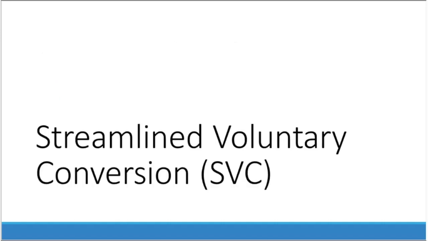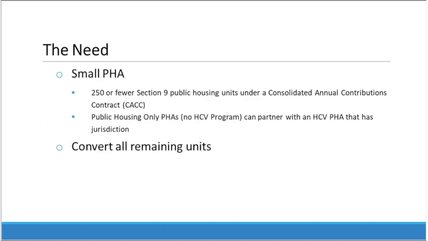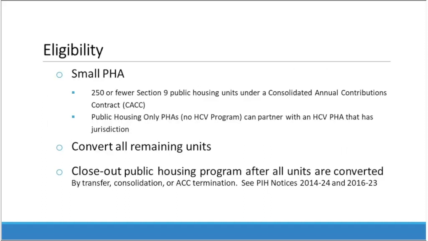All right, Streamlined Voluntary Conversion, or SVC, or Section 22. So Streamlined Voluntary Conversion allows small housing authorities to convert their inventory to vouchers and then close out their ACC. So this is a really important distinction between RAD and Section 18. So you're converting all of your remaining inventory to vouchers. So to be eligible, you have 250 units or less in your portfolio.